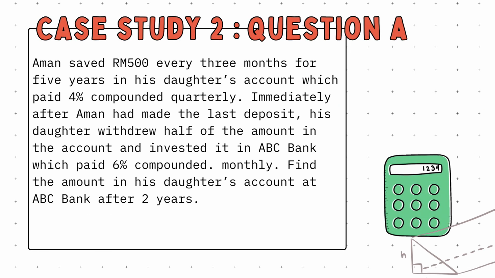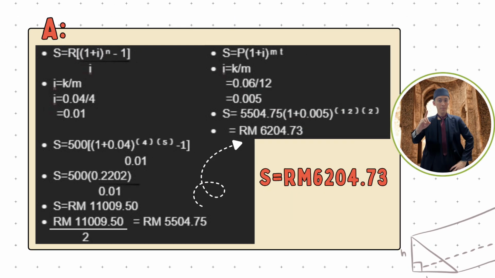For case study 2, Aman saves 500 ringgit every 3 months for 5 years at 4% interest compounded quarterly. To find the total savings, we use the annuity formula, where S equals R times ((1 + i)^n minus 1) all over i. The quarterly interest rate is i equals 0.04 divided by 4 and we will get 0.01. And the number of periods is n equals 5 multiplied by 4 and we will get 20. So we calculate and the amount becomes 11,009 ringgit and 50 cent.